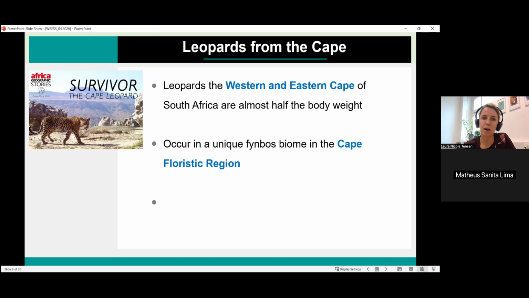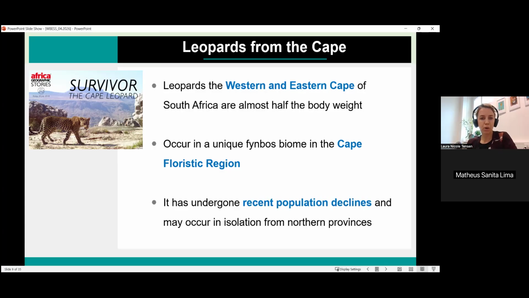So this fynbos biome is very similar to perhaps a Mediterranean biome. It's very dry, a lot of scrubs and bushes and a lot of succulents, and it's a lot more open than some of the tropical savannas you see in northern South Africa. What we also know is that the Cape leopard population underwent a recent population decline, a population bottleneck, we call that, and that it might be isolated from northern provinces, but this wasn't quite clear whether it was.